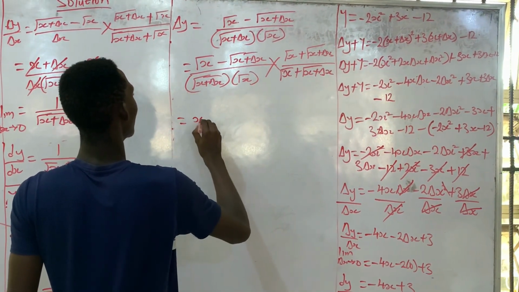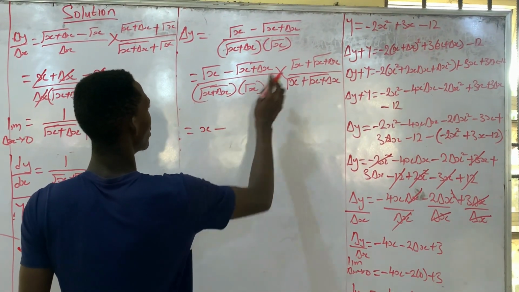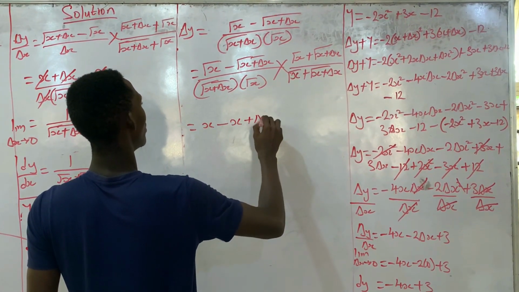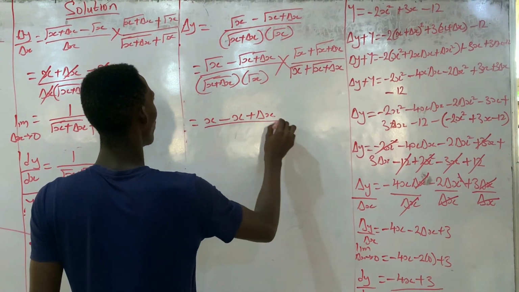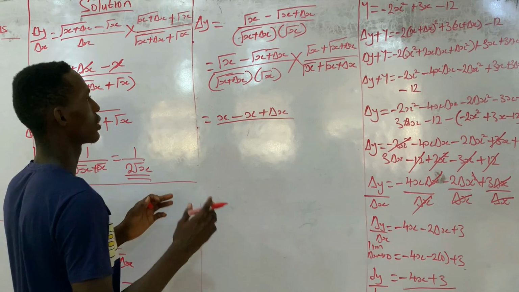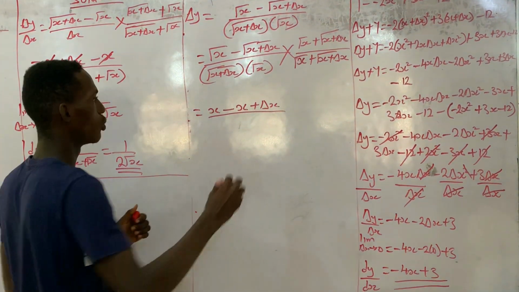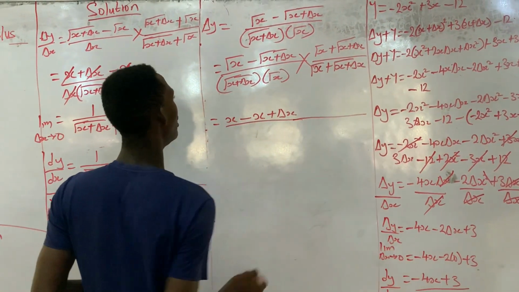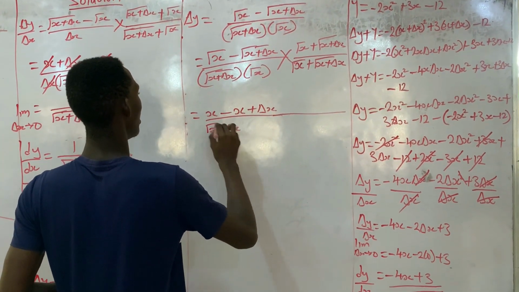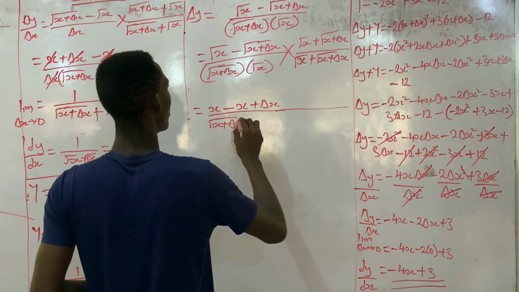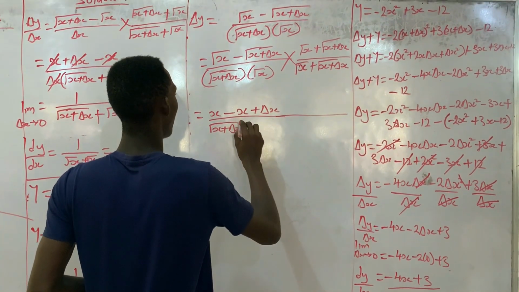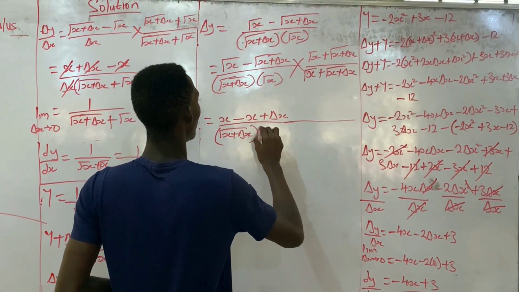This gives us x minus, we open this bracket, this will give us x plus what? Change in x over. Now, let's not expand yet so that we won't have any issue for now. So let's still leave this as root x plus change in x. Or better still, we could expand. But for now, let's still leave it this way, root x.